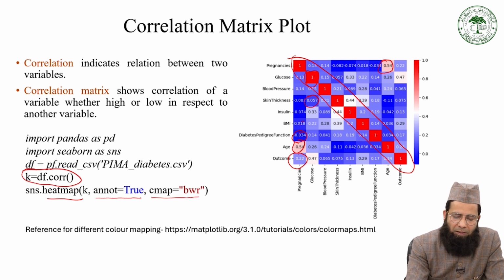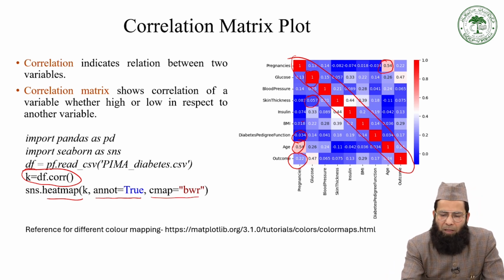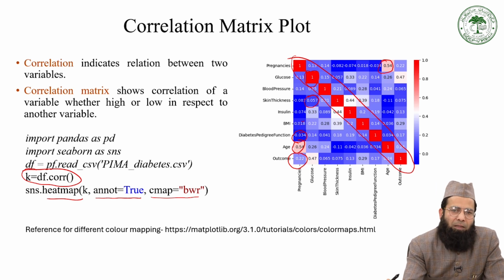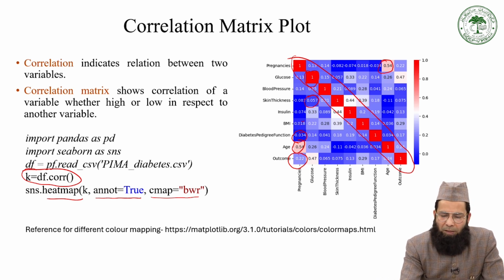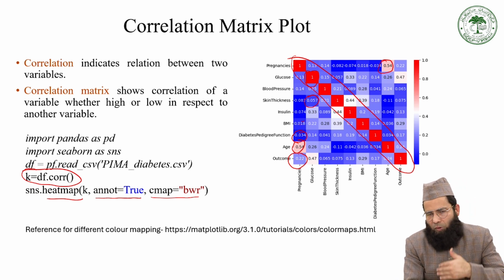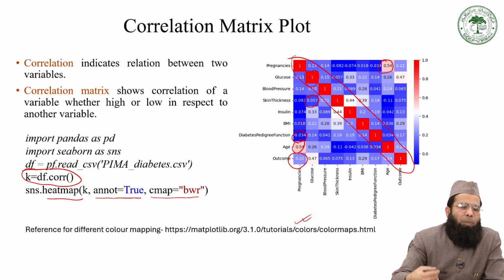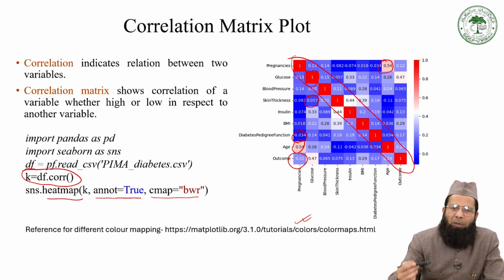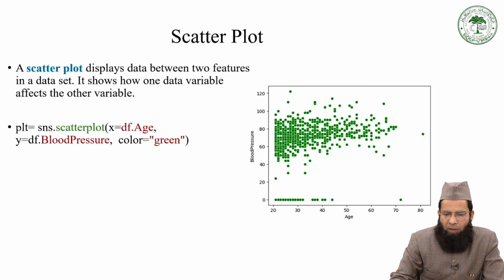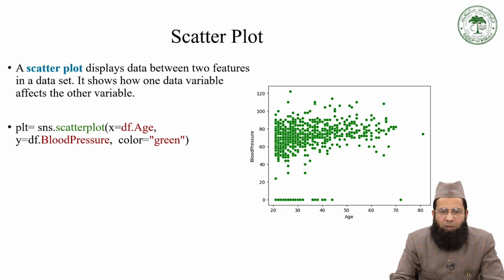CMap is giving different color mapping, so I can use other color mapping as well. This is the color mapping, indicated as BWR. You can visit this particular website where you would get different types of very interactive color mapping that you can use. Then there is one more plot, the scatter plot, that we had seen in the violin plot as well.